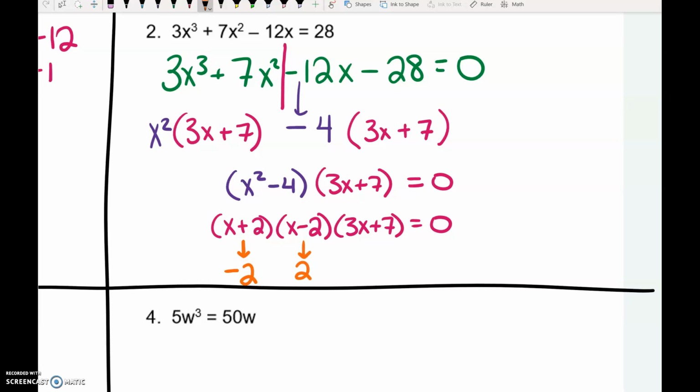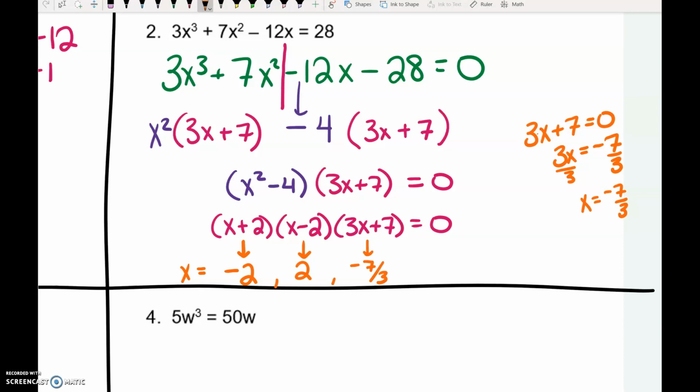This next set is a little bit more difficult. Off to the side, I would do 3x plus 7 equals 0. Subtract 7 on both sides. Divide by 3. Our third solution is -7/3. So x equals -2, +2, and -7/3.